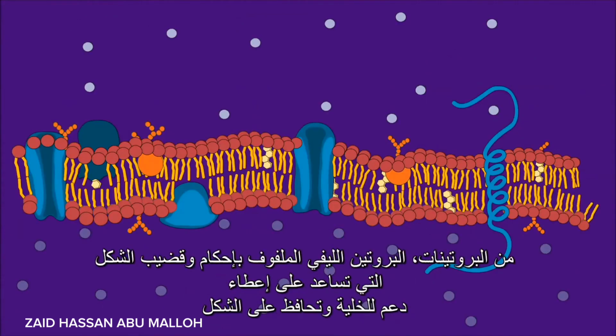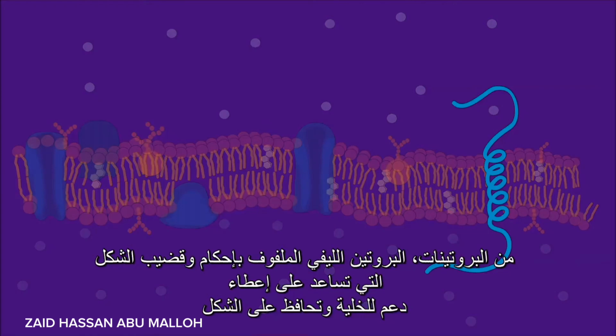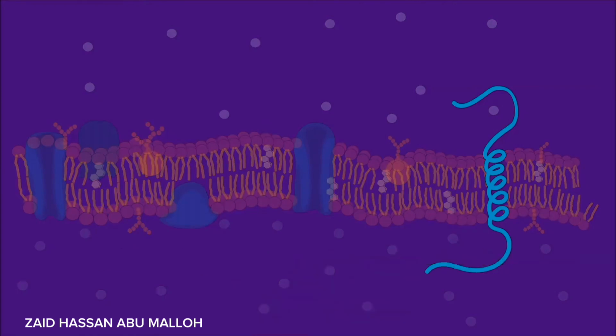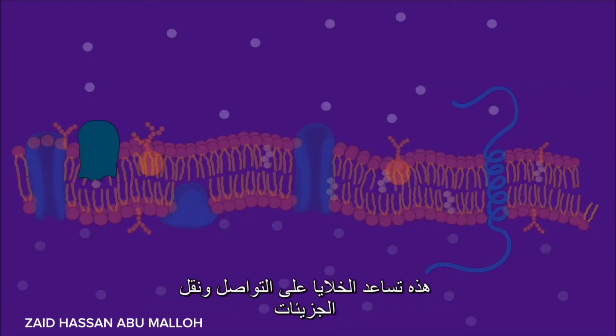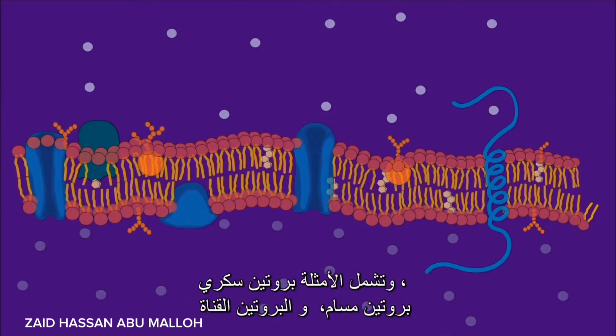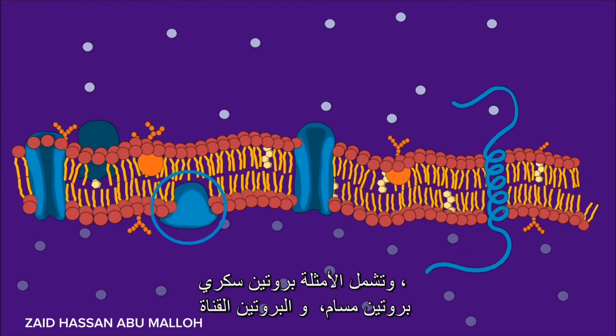There are two major types of proteins: tightly coiled, rod-shaped fibrous proteins, which help give the cell support and shape, and the more compact, globular-shaped integral proteins and peripheral proteins. These help cells communicate and transport molecules. Examples include glycoprotein, pore protein, and channel protein.